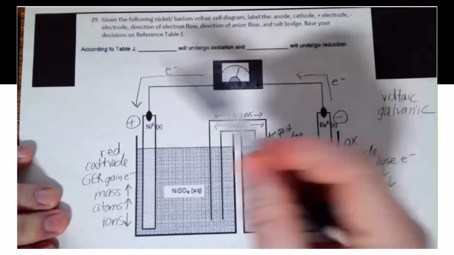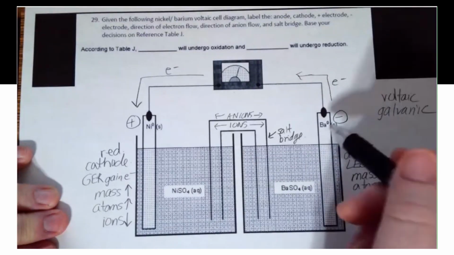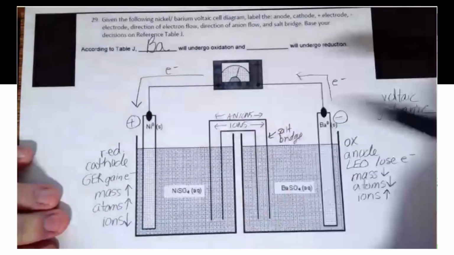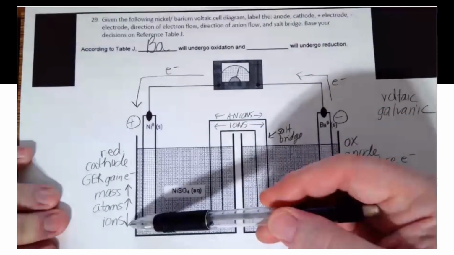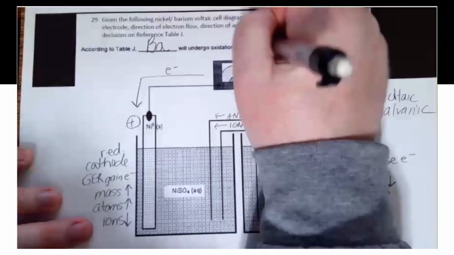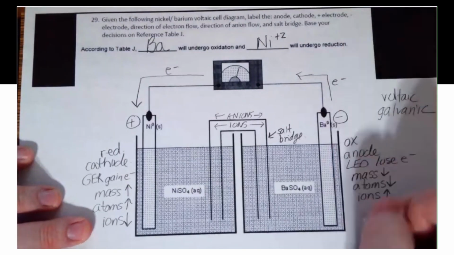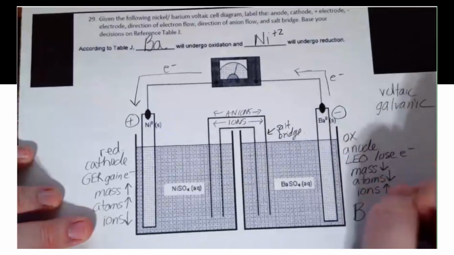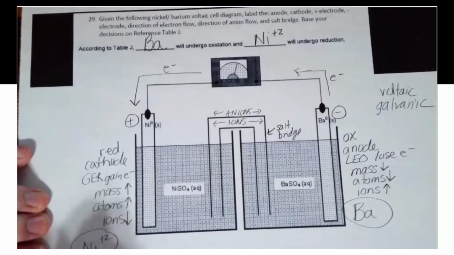Okay. Now, according to table J, which will undergo oxidation? Well, the one that is getting smaller, so barium, right? Which will undergo reduction if it gains. It's not going to be the solid piece because remember the number of ions are decreasing, so it's going to be what's in solution. So that's the nickel, but the nickel ion. So what you can always remember is the one that undergoes oxidation is the atom on this side when it is the anode, and it will be the ion for the cathode.